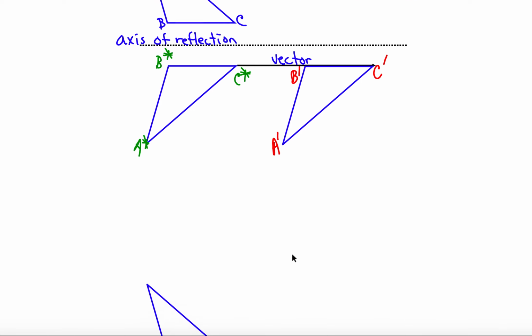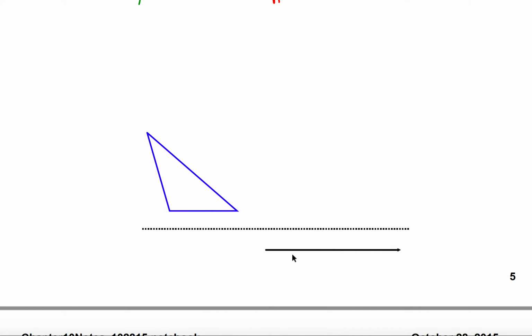And those are the different types of translations. So think of trying one on your own. Let's say I want to reflect this about this line and then translate it to where it's going to end up. So it's going to flip over the line and then move over to here. So think of all those locations and what they would look like. And that is rigid motions.